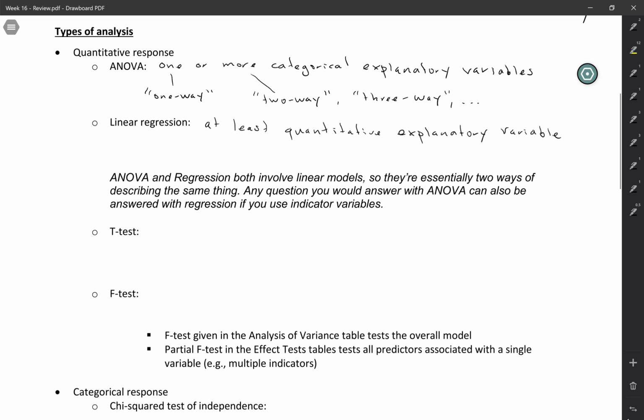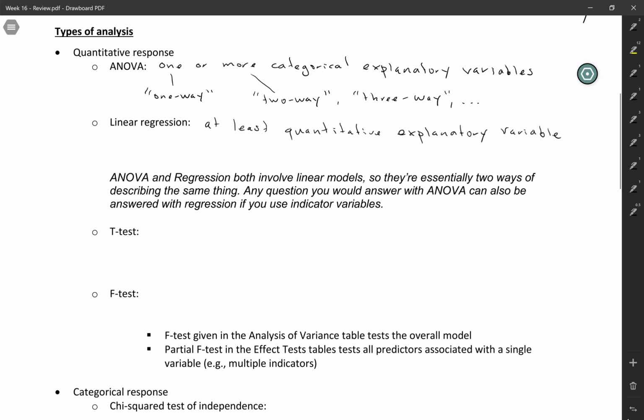But I do have a note here. ANOVA and regression both involve linear models, so they're essentially two ways of describing the same thing, and any question you would answer with ANOVA can also be answered with regression, just switching over to indicator variables. So we'll actually see that in the next video, to see how we can go back and forth between ANOVA and regression. As far as significance tests for quantitative data, we've used t-test and we've used f-test.